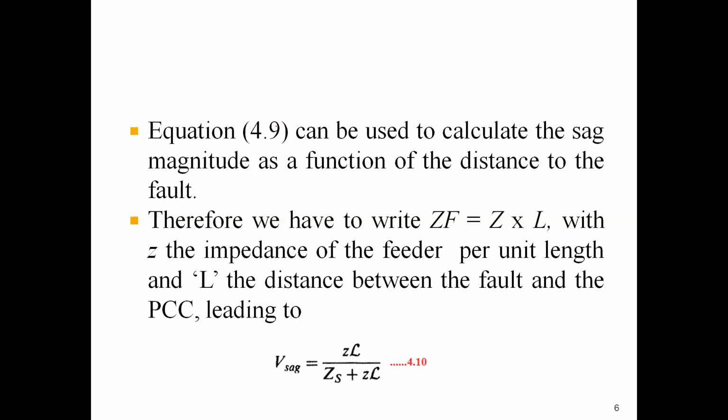And when we substitute this, what we can obtain as a resultant of this replacement in terms of distance is: the sag equation is now in terms of distance, that is, in terms of length. The feeder impedance is in terms of impedance into length, over ZS plus ZL. Now what we have done by this substitution is we are trying to quantify the sag in terms of distance. It's a very good thing that we can do here.